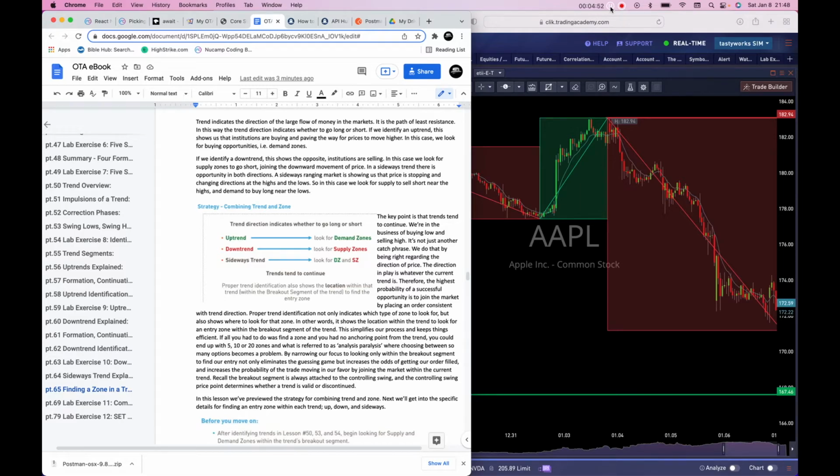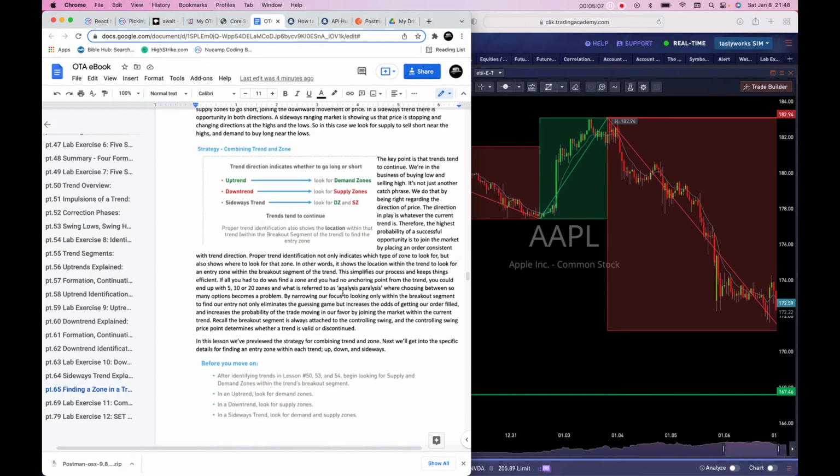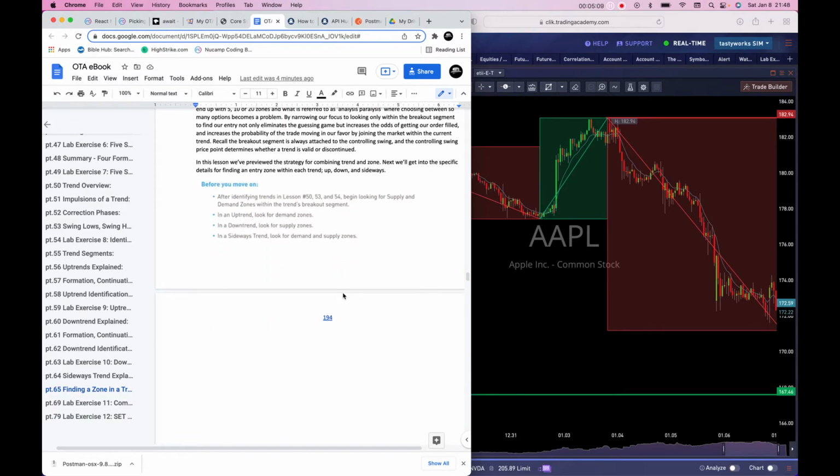Recall the breakout segment is always attached to the controlling swing, and the controlling swing price point will determine whether a trend is still valid or whether the trend has been discontinued. So in this lesson, we've previewed the strategy for combining trend and zone. Next, we'll get into the specific details for finding an entry zone within each trend, whether the trend is up, down, or sideways.